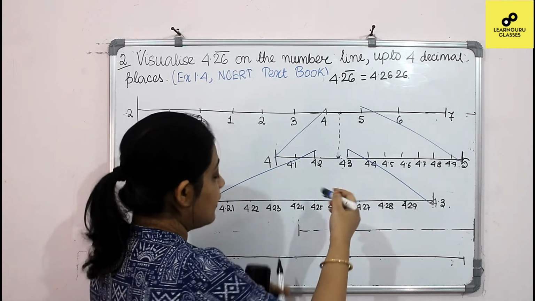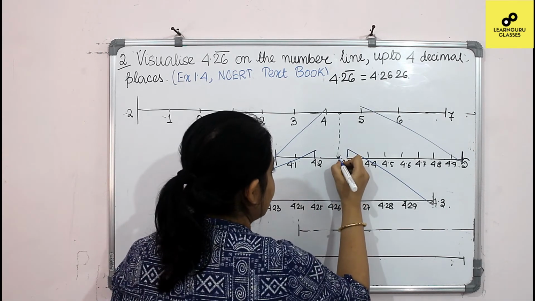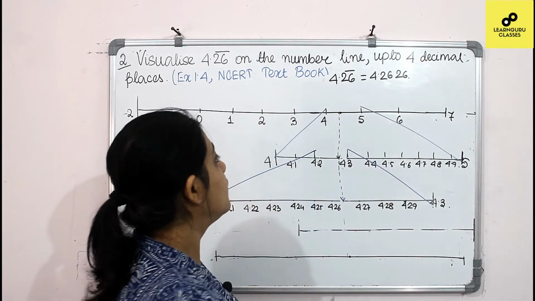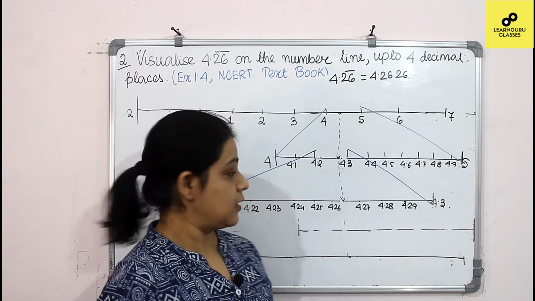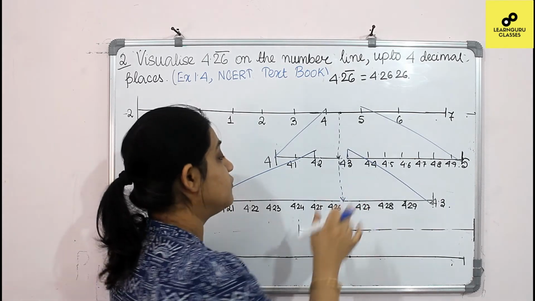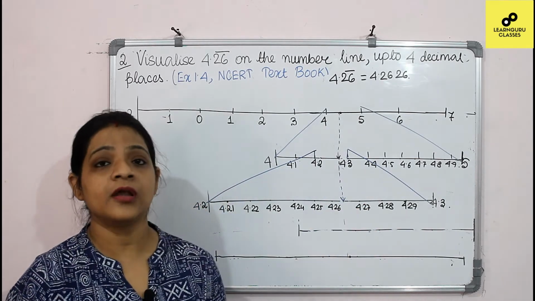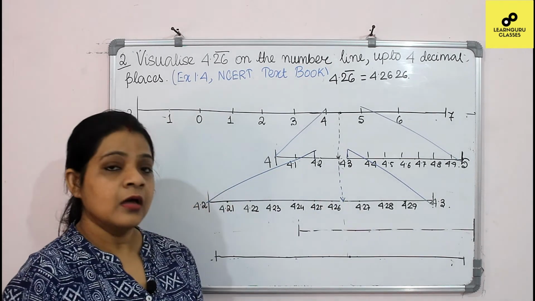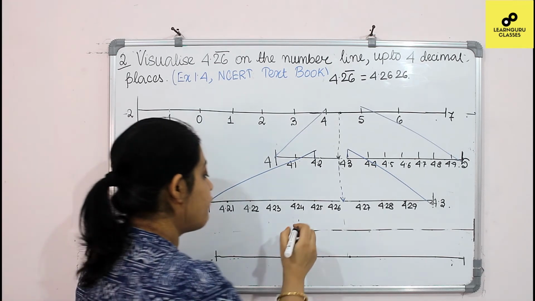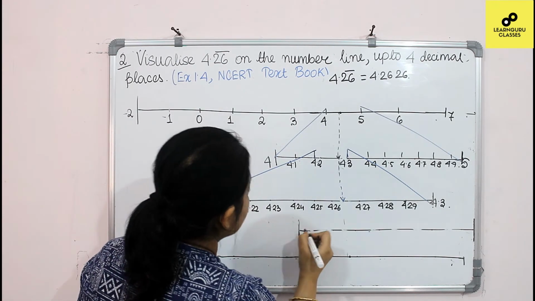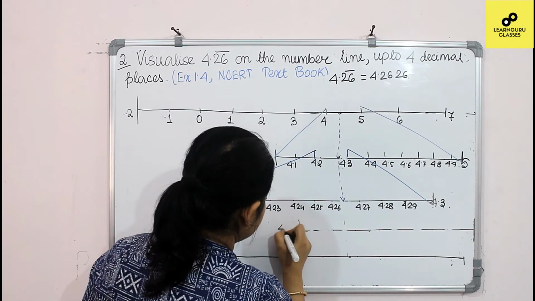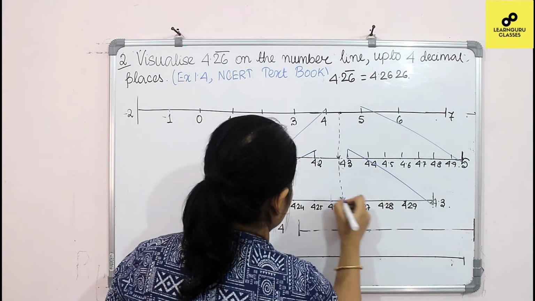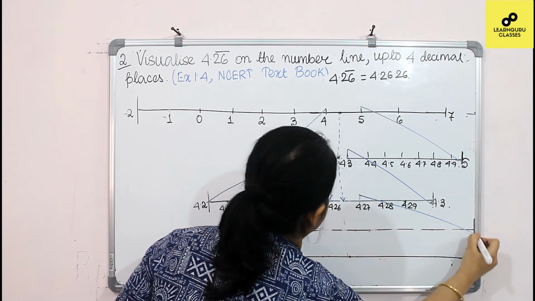Again we will project this and assume that 4.2626 will be lying somewhere here, somewhere between 4.26 and 4.27. Then again let us magnify the area between 4.26 and 4.27 in the fourth number line. So this is 4.26. This is the enlarged version.